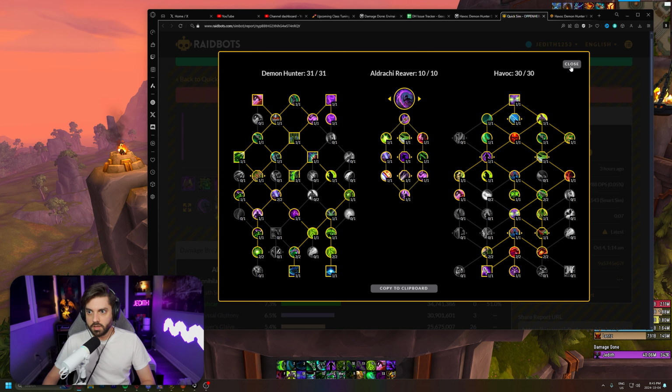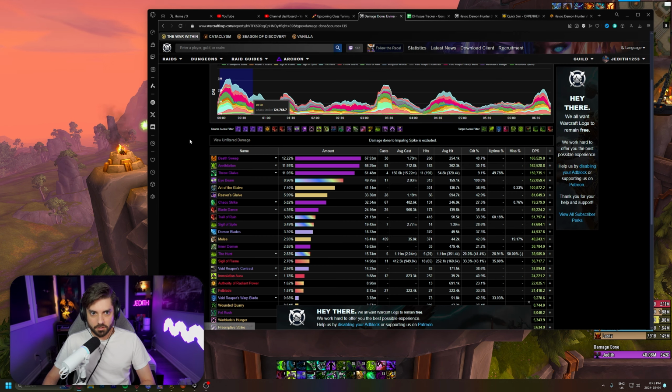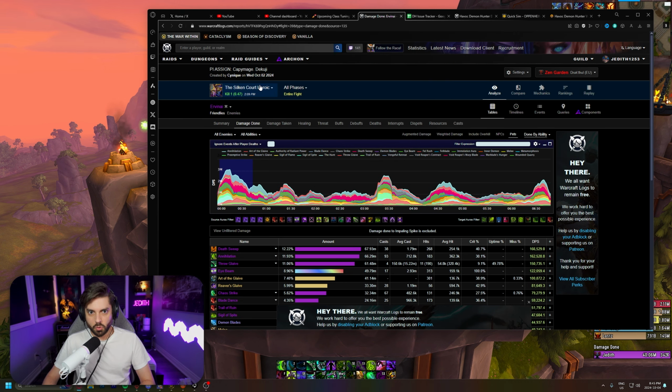So this can be seen, actually, if we go to Warcraft Logs. I had to go to the Silken Court Heroic. This is kind of the only fight that I had maybe a suspicion you might be using Aldrachi Reaver on.